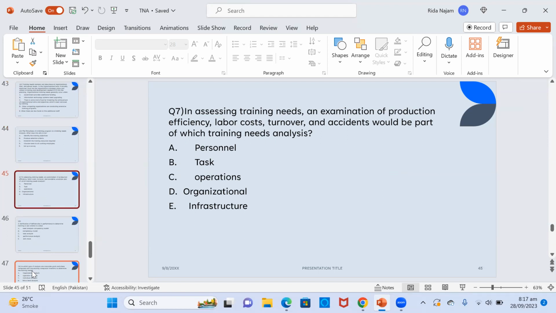Question 7. In assessing training needs, an examination of production efficiency, labor costs, turnover, and accidents would be part of which training needs analysis? A, personnel, B, tasks, C, operations, D, organizational, or E, infrastructure. Organizational. D. Yes.